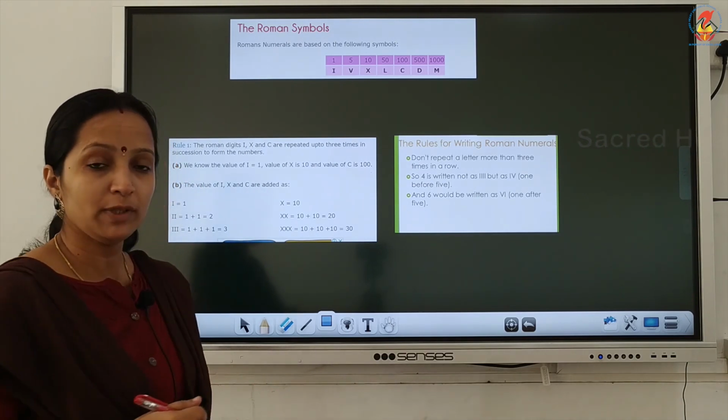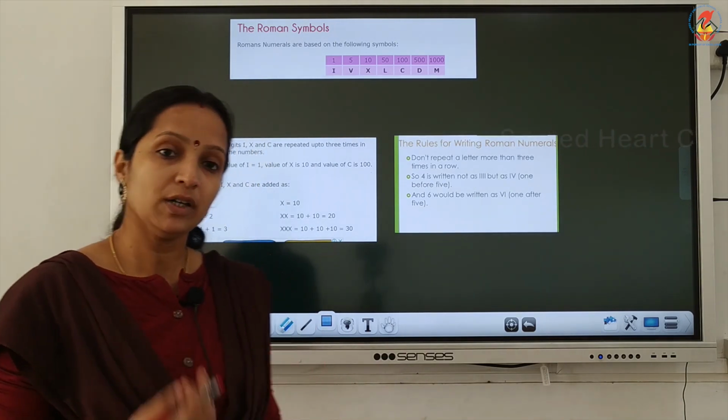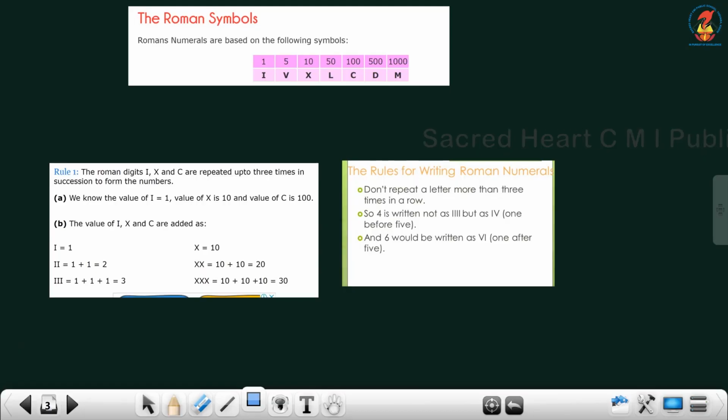And for writing Roman numerals we have to follow some rules also. What is the first rule? The Roman digits I, X and C are repeated up to 3 times in succession to form the numbers. We know that the value of I is equal to 1. What is the value of X? 10. What is the value of C? 100. The values of I, X and C are added. How will we add it?